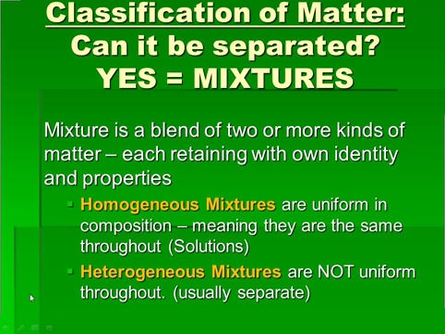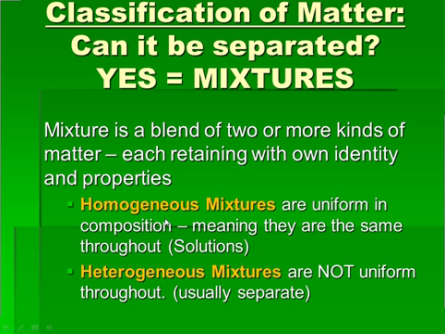There are two types of mixtures. You have homogeneous mixtures or heterogeneous mixtures. Homogeneous mixtures are uniform in composition, meaning that they are the same throughout the solution. So that's a solution. The word homo in Latin means the same. Therefore, homogeneous mixtures are mixtures that no matter what part of the mixture you take, it's all the same. It's the same kinds of atoms, the same things that are making up the mixture.